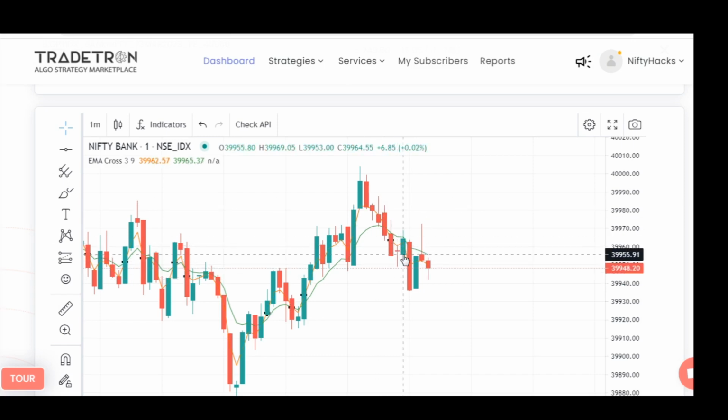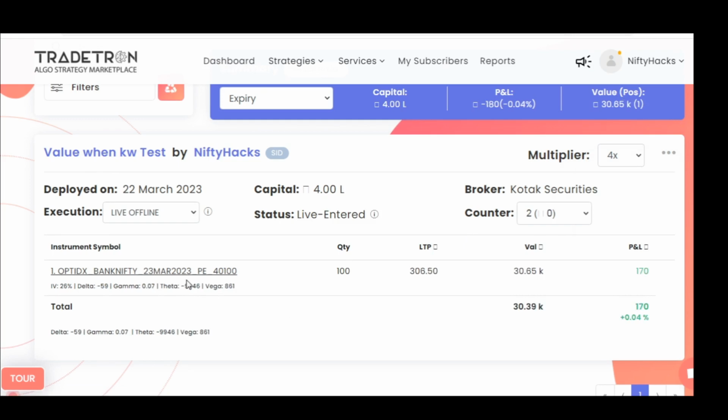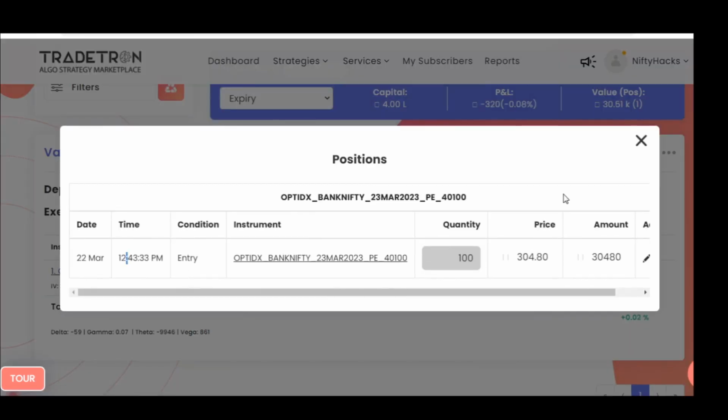check first. Yes, this is below the low of this crossover candle, so it should take the put side entry. So let me reactivate the strategy again. So I have reactivated. As you can see, immediately it has taken the entry in the put side.